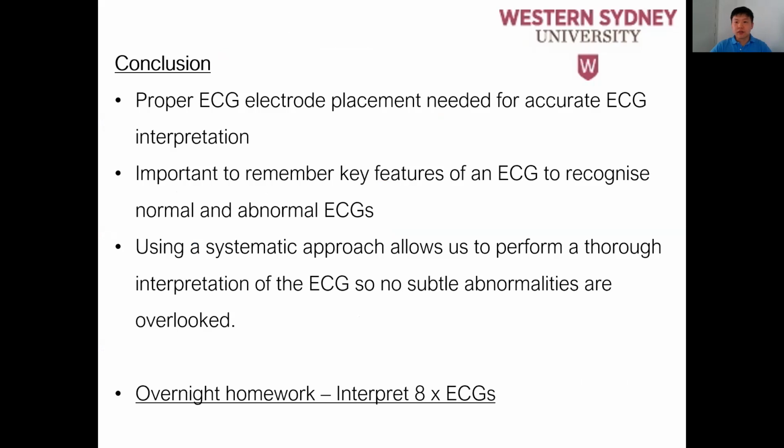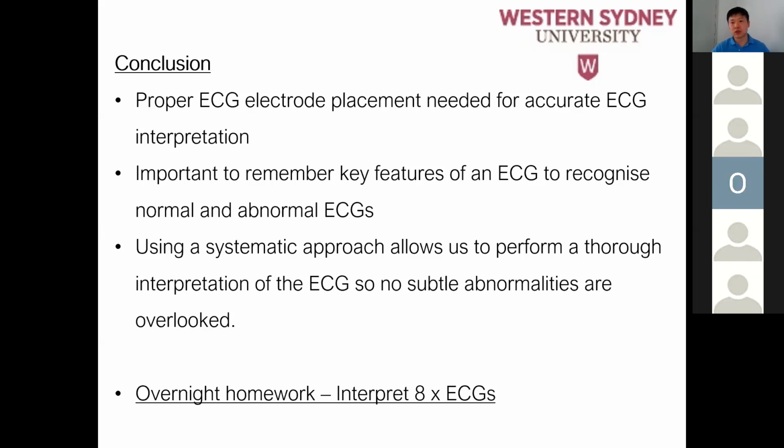So in conclusion, proper ECG electrode placement is needed for accurate ECG interpretation, and that's very important. So we all should know where the landmarks are, and we have to palpate for where the intercostal space is to ensure we have an accurate ECG. It's important to remember key features of an ECG so it can help you recognize normal and abnormal ECGs. And we should all be using a systematic approach for interpretation so that we don't miss any subtle abnormalities in the ECG.